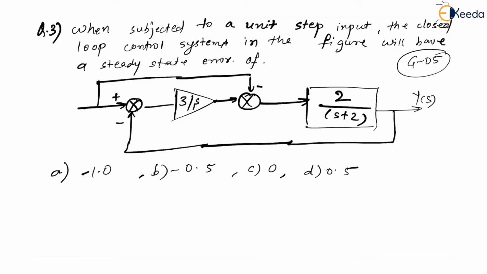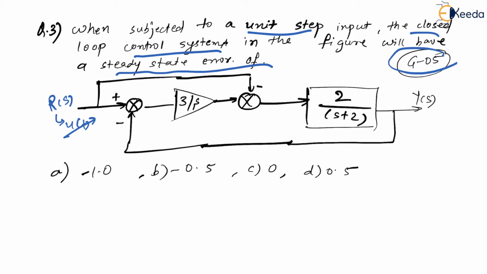Now let us see one more problem. Yes, it is a GATE 2005 question. What does it say? When subjected to a unit step input, which means this is R(s) and the input is u(t), the step input is given. Now the closed loop control system in the figure will have a steady state error of what?